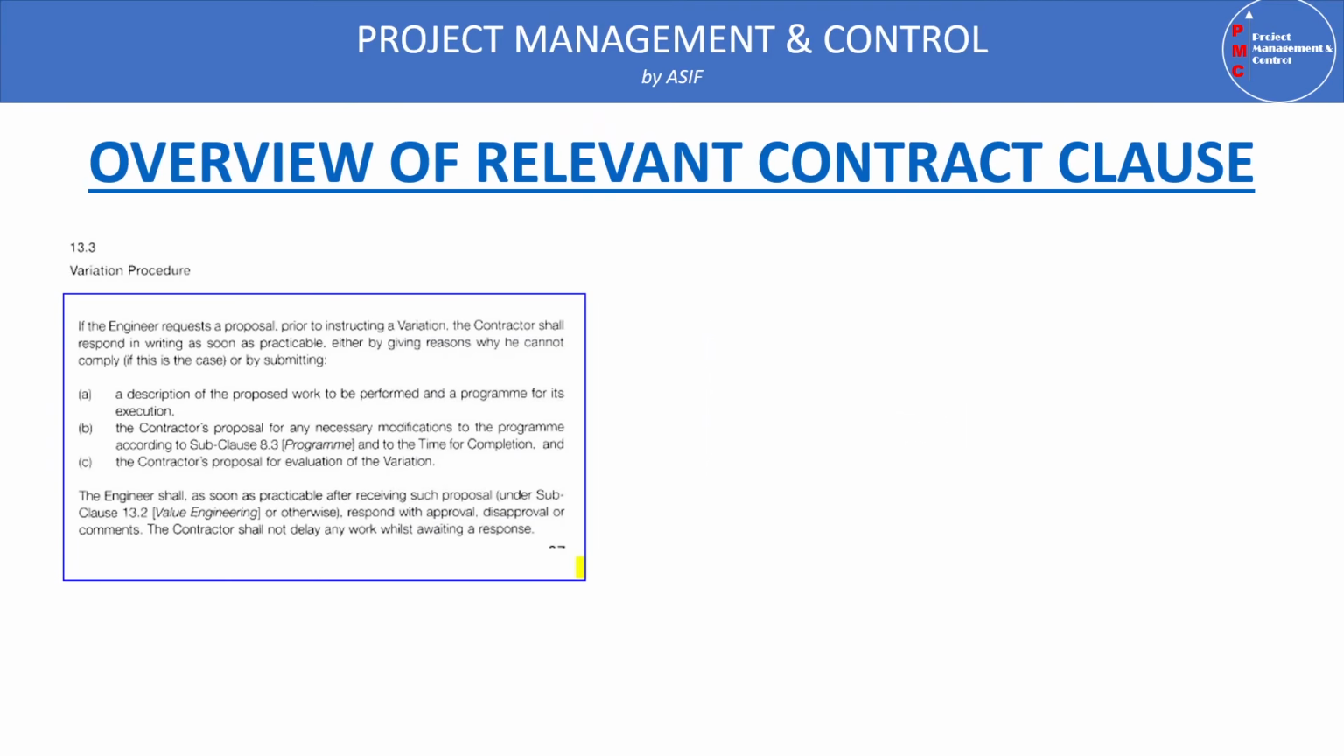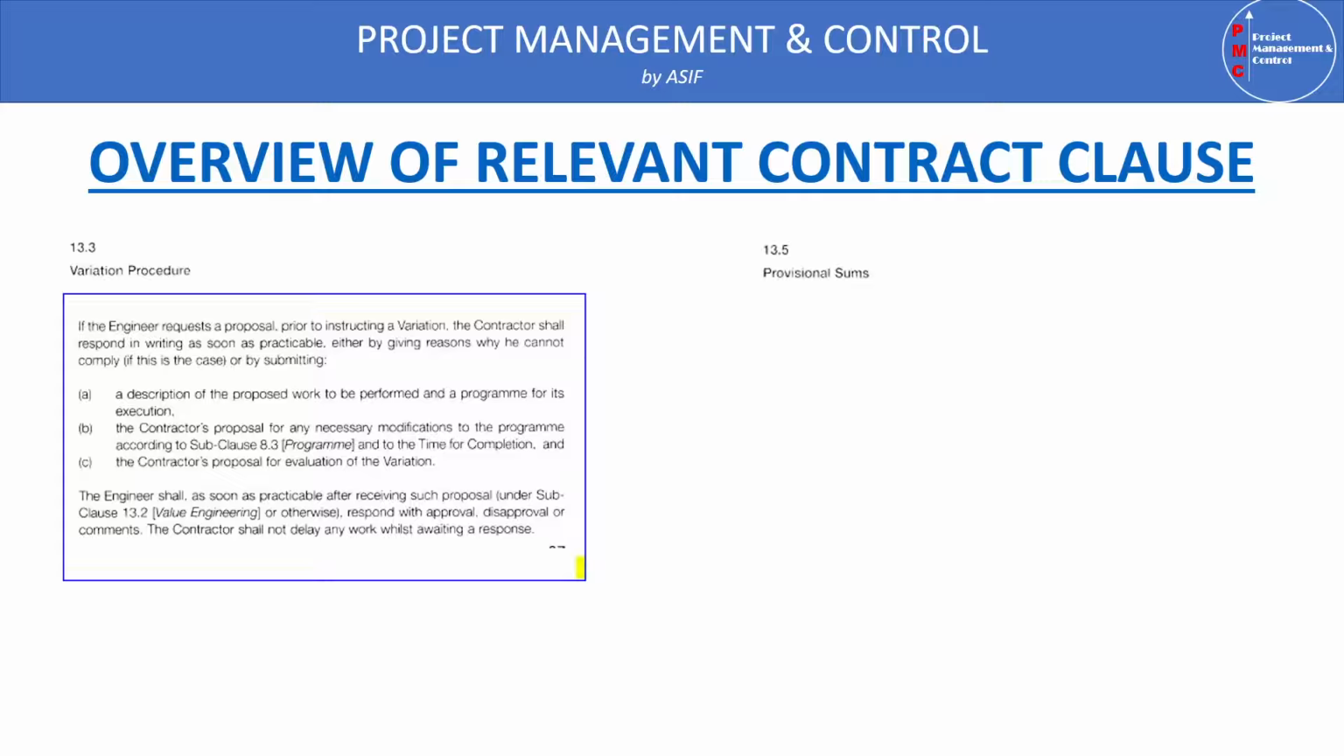The other clause is 3.3, variation procedure. If the engineer requested a proposal prior to instructing a variation, the contractor shall respond in writing as soon as practicable, either by giving reasons why he cannot comply or by submitting the following documents.